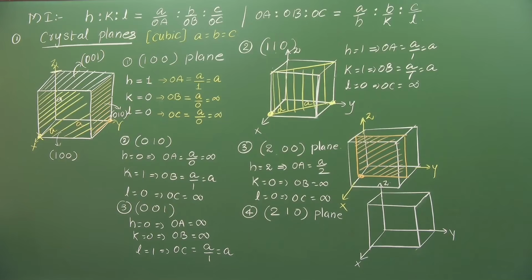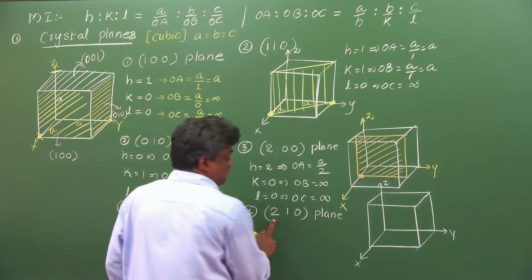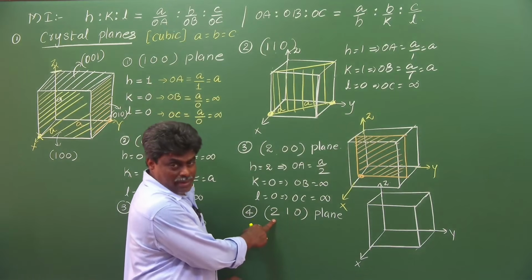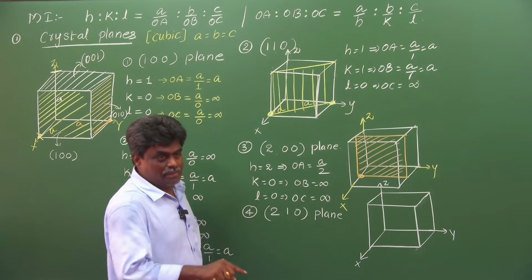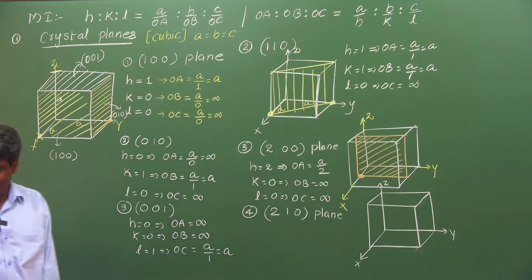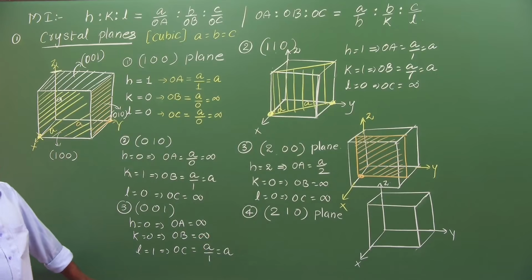So 210. Can you please tell me what is the x-intercept for this Miller indices 2? A by 2. Here, A. Here, infinite. A by 2, A, infinite. Come on, do it. And show me that diagram. Correct.